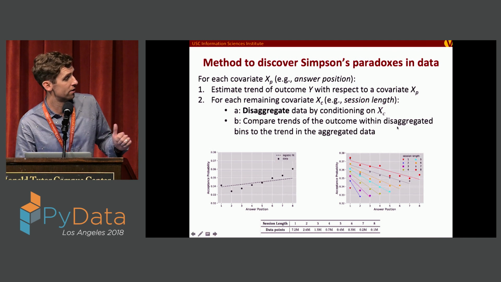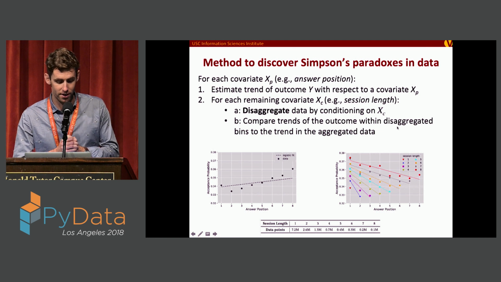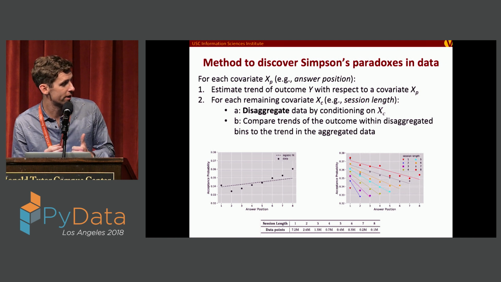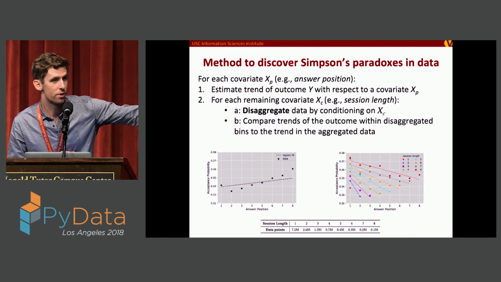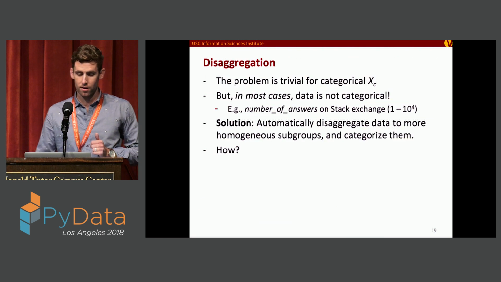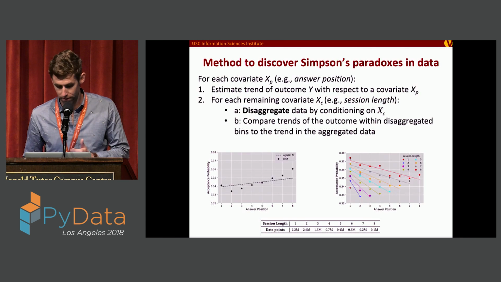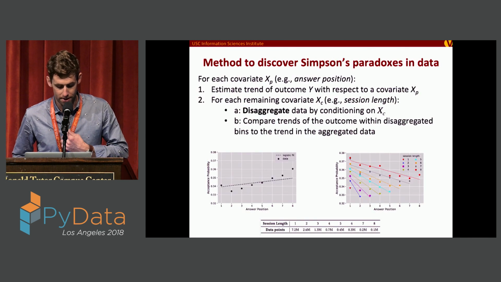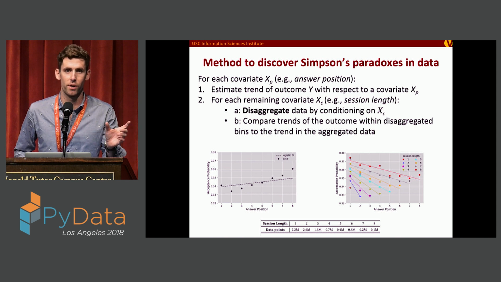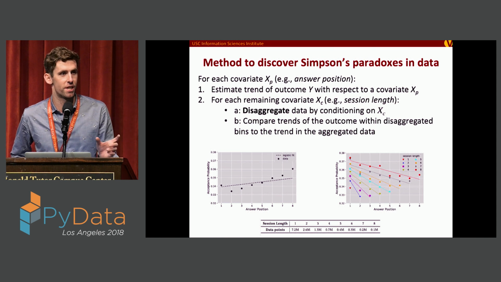So to conclude about the method, we fit a model to the covariate, and then we disaggregate the confounding feature, and within each subgroup, we fit linear models. Then we compare the trends, we compare the slopes to see if there's reverse behavior. Okay, so disaggregation is cool for the session length because it has low cardinality. There are very few distinct session lengths.